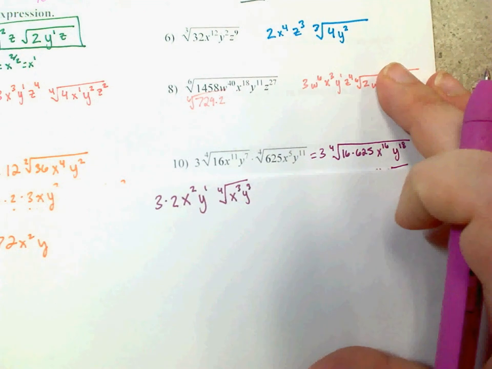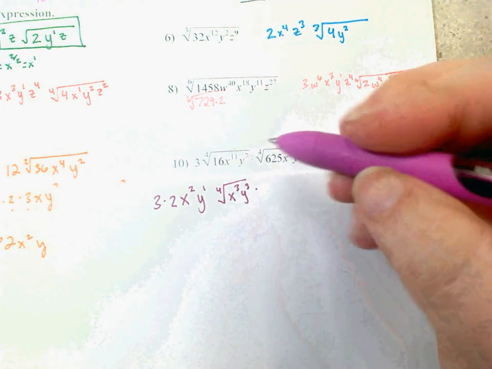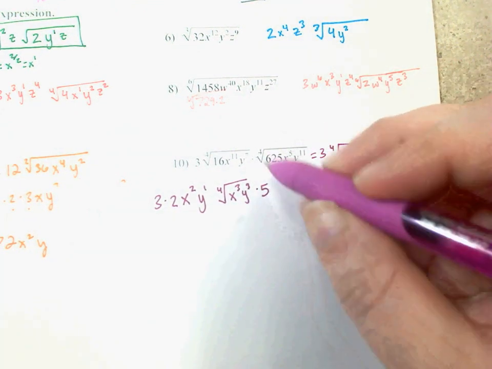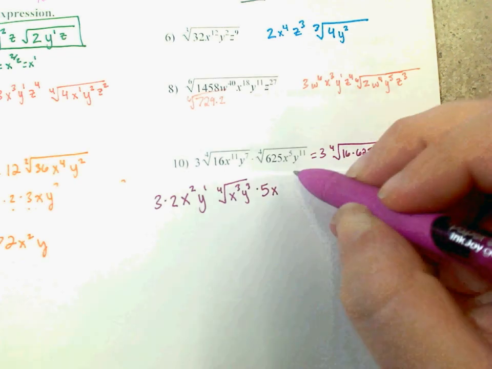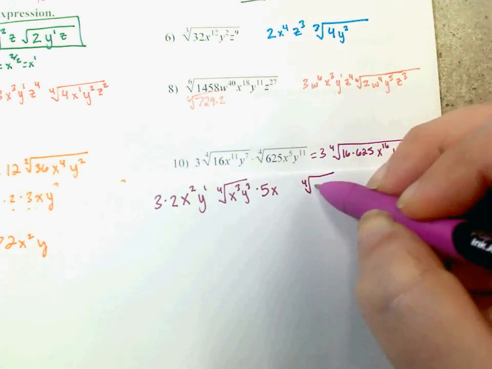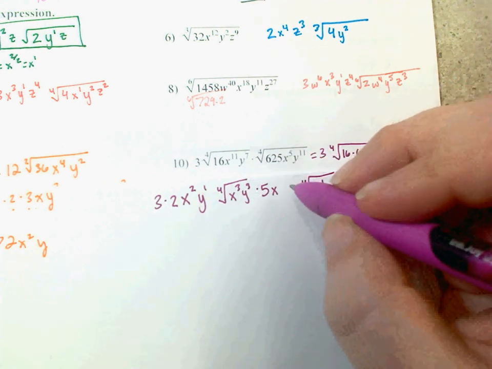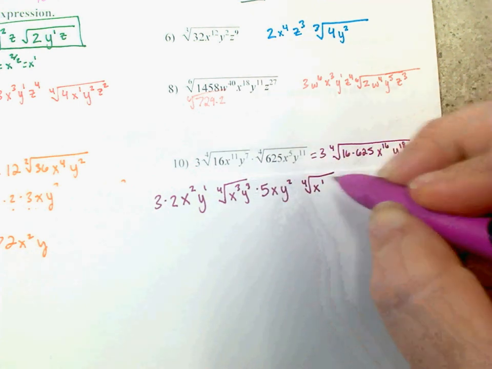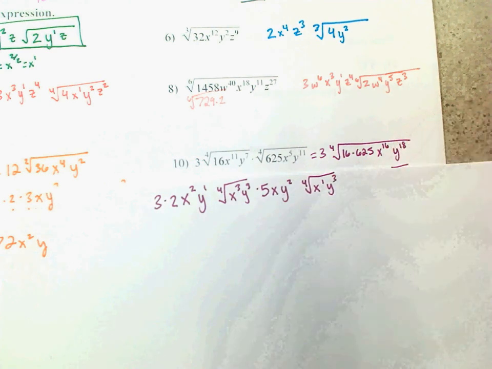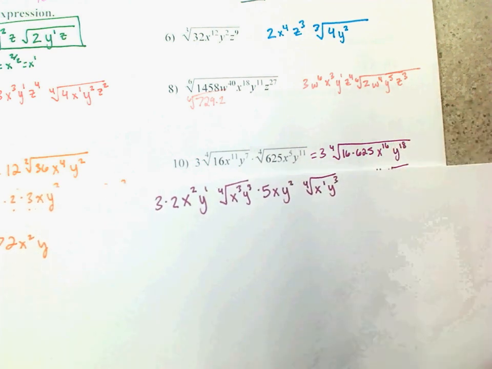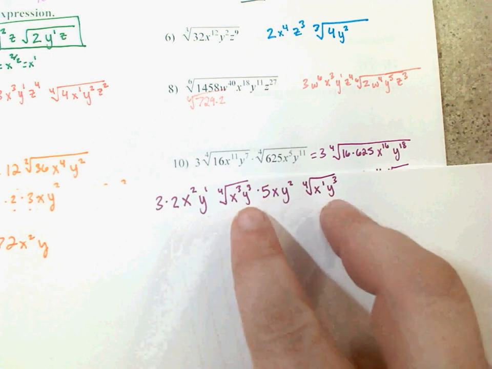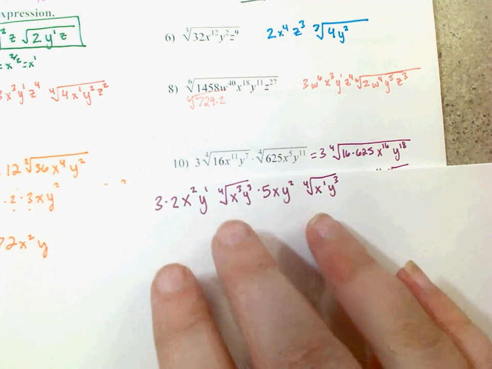Times the 4th root of 625 is 5. 4 goes into 5 one time with 1 left over. And 4 goes into 11 again twice. 4 times 2 is 8 with 3 left over. Okay, so the annoying thing about this is that now you've got to combine the stuff outside the root and the stuff inside the 4th root, and then simplify further if possible.